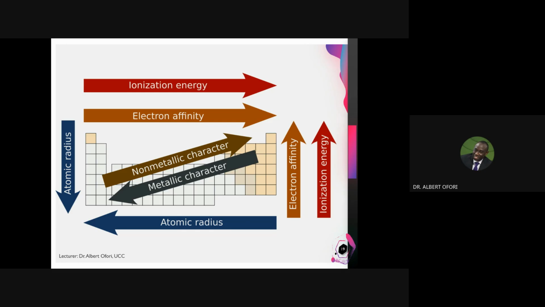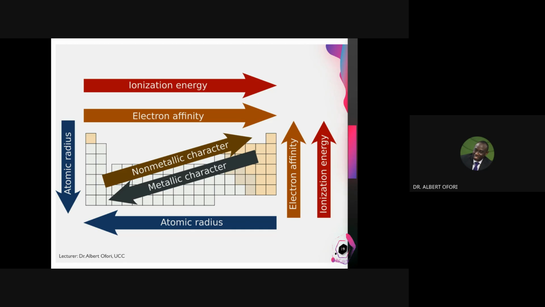But let's still adapt to the old kind of chemistry. The ability to release an electron requires energy before you can release it, and that energy is what you call ionization energy. So the energy required to remove an electron from an element is the ionization energy.